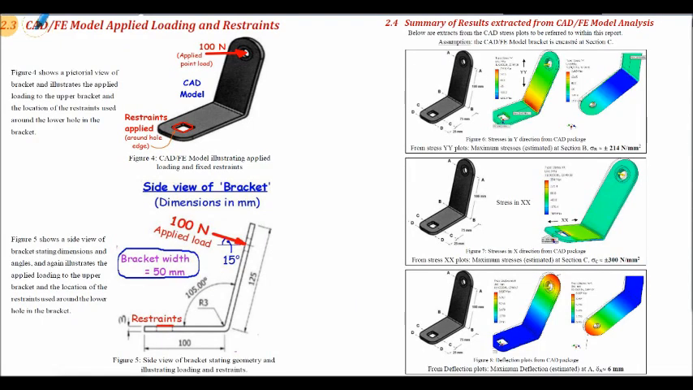Section 2.3 shows the CAD FE model, applied loading and restraints. The applied load of 100 newtons at this point here and 15 degrees horizontal, and the restraint shown around the hole edge. On the right hand side of the slide, here's another page extracted from the technical report. This shows section 2.4, which is a summary of the results that were extracted from the CAD FE model analysis. This slide just highlights some of the main stresses and deflections.